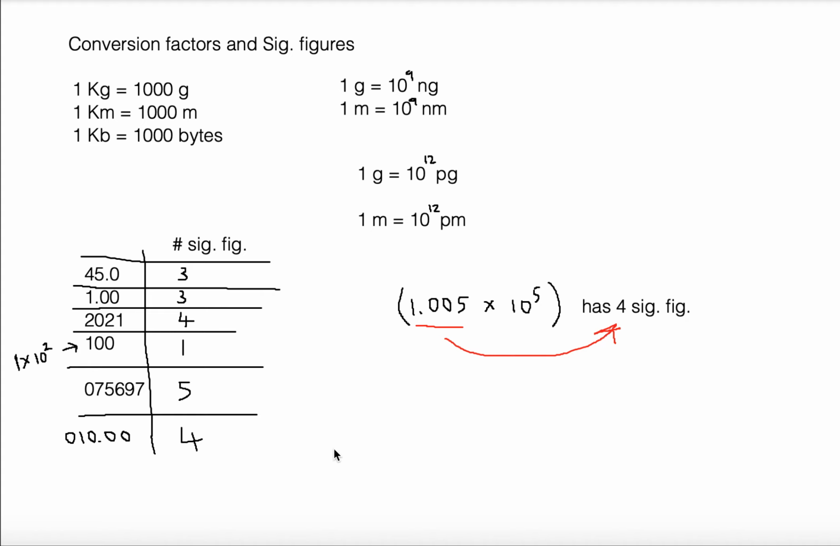When you run into a scientific notation and you want to count significant figures, only look at the base number. Don't look at the exponent. The exponent just tells you how big the number is. So for 1.005, we need all those numbers. Those two zeros are trapped inside the non-zeros, so you count them all. Therefore, it has 4 significant figures.